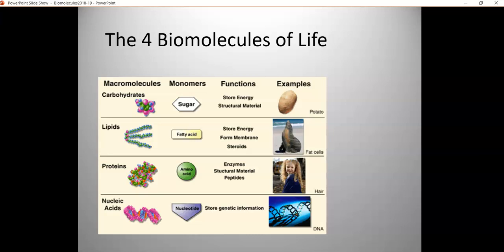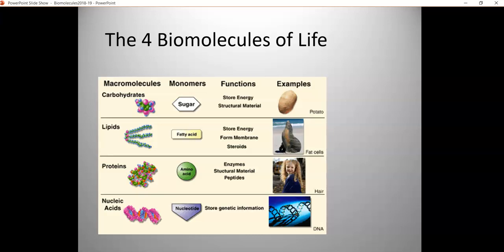Proteins help as enzymes or catalysts, which increase the chemical reaction rate. Structural material, again, they also help transport things through the phospholipid bilayer. Those are called your transmembrane proteins. And peptides. A polypeptide is just a fancy word for a protein chain.